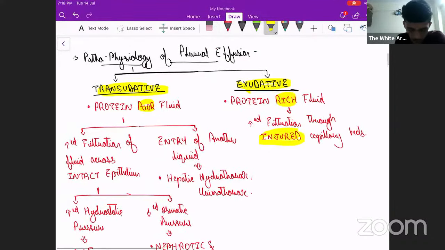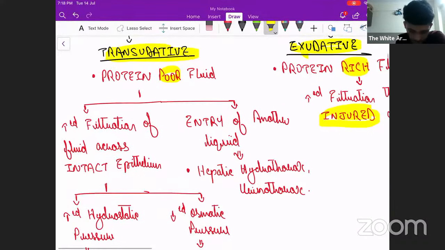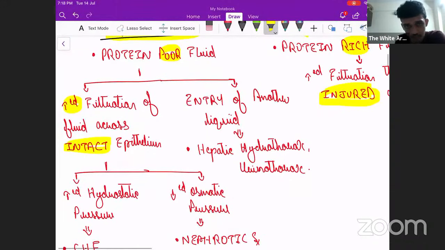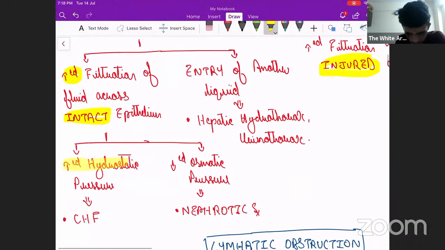Next is protein poor fluid, transudative. Why does this take place? One, because there can be increased filtration of the fluid across the intact epithelium. So how does this take place? Either it can be because of increased hydrostatic pressure. Again, we read about this when we were doing edema. This can be because of congestive heart failure, or it can be because of decreased osmotic pressure. This will be in case of nephrotic syndrome or anything that can cause hypoalbuminemia, malnutrition, all those things.